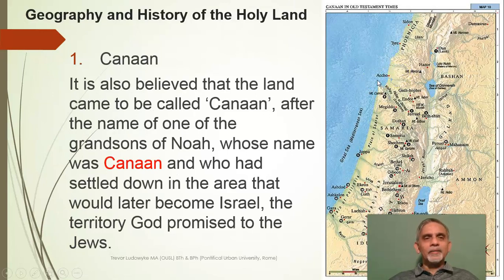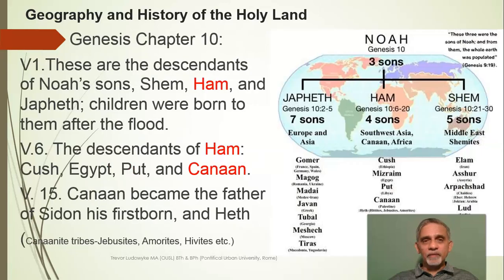Canaan is also believed to be named after one of the grandsons of Noah, whose name was Canaan, and who had settled down in the area that would later become Israel, the territory God promised to the Jewish people. Let's have a look at this in scripture. In Genesis chapter 10, verse 1, it says, "These are the descendants of Noah's sons, Shem, Ham, and Japheth. Children were born to them after the flood."